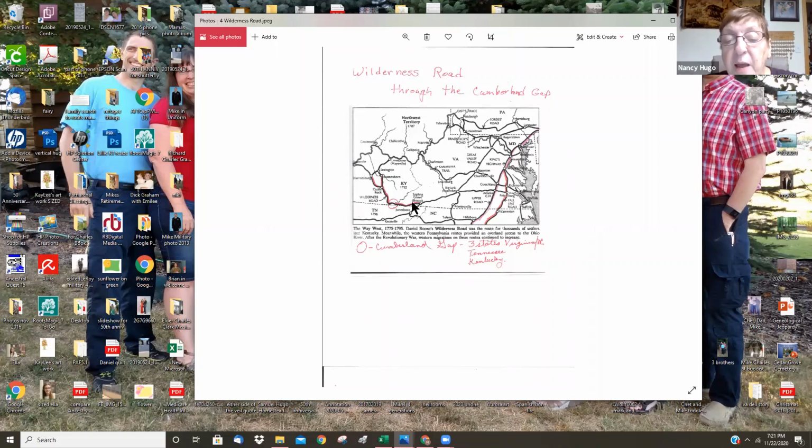Now, eventually they were able to make that road wider, and as they made it wider, then they could bring wagons through. But the first settlers all had to come on horseback with pack horses and walking along beside the horses. They were really pioneers.